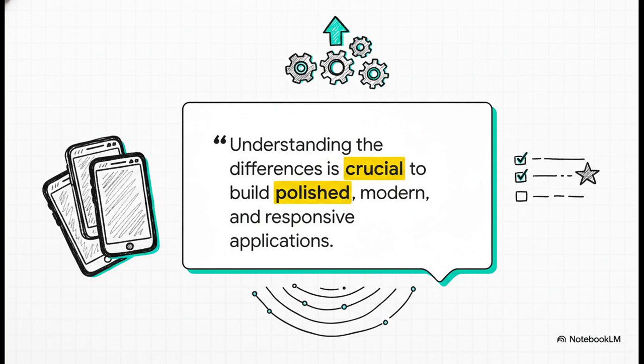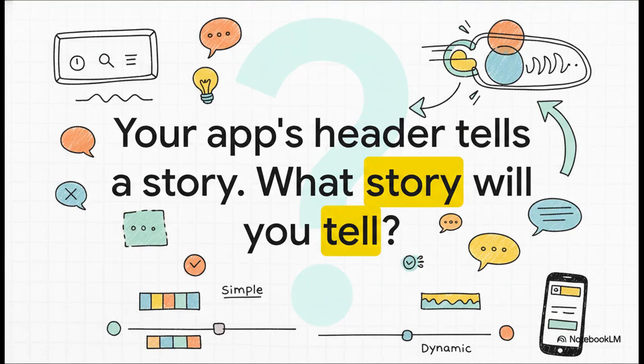You know, this might seem like a small technical detail, but it's really not. Understanding this choice is absolutely crucial for any developer who wants to build apps that feel polished, that feel modern, and that feel truly responsive to the user. So, at the end of the day, it all comes down to this. Your app's header is one of the very first things a user interacts with. It sets the tone for the entire experience. It tells a story about your app's personality. Is it simple and direct? Or is it dynamic and immersive? The choice is yours. What story will you tell?